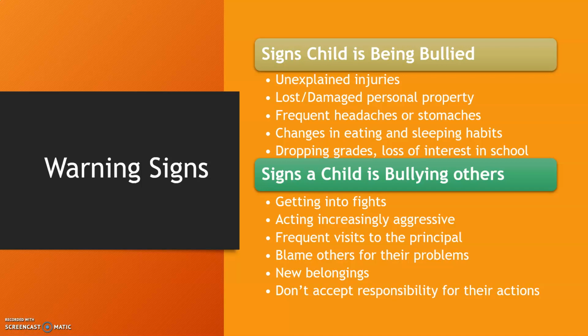So signs that you can be aware of that a child is being bullied: they may have unexplained injuries, lost or damaged property. As a teacher, it's important to have open communication with the parents. They may notice frequent headaches or stomach aches or complaints that they want to stay home. There's a loss of interest in school. Signs a child is bullying others: they're getting into fights, acting out aggressively, not really taking responsibility for their actions.